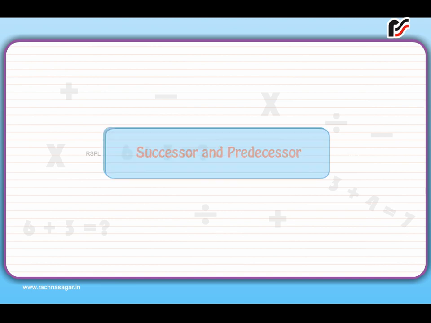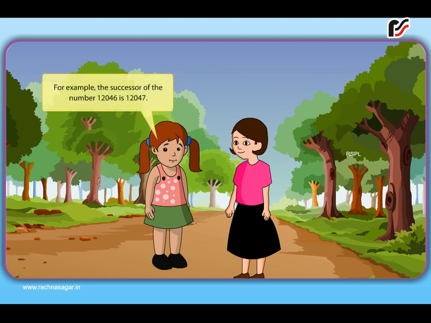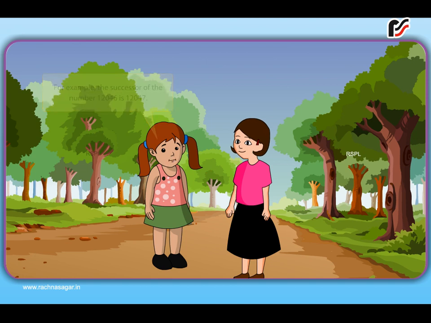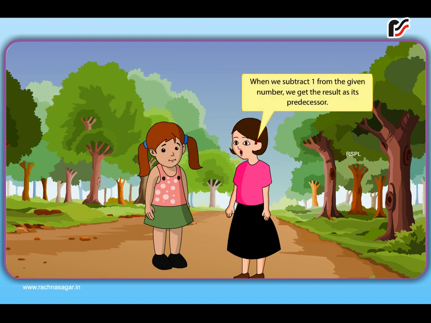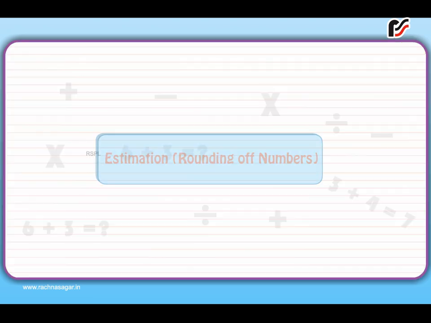Successor and Predecessor. When we add 1 to the given number, we get the result as its successor. For example, the successor of the number 12,046 is 12,047. When we subtract 1 from the given number, we get the result as its predecessor. For example, the predecessor of numeral 16,003 is 16,002.